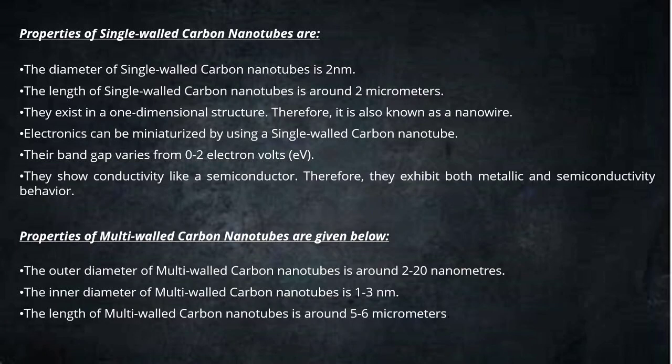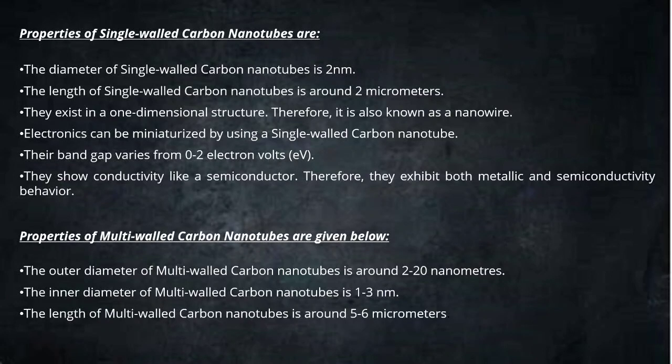The properties of single-walled carbon nanotubes are: the diameter of a single-walled carbon nanotube is around 2 nanometers. The length of single-walled carbon nanotubes is around 2 micrometers. They exist in a one-dimensional structure, therefore they are known as nanowires. Electronics can be miniaturized by using single-walled carbon nanotubes. Their band gap varies from 0 to 2 electron volts. They show conductivity like a semiconductor, therefore they exhibit both metallic and semiconducting behavior.